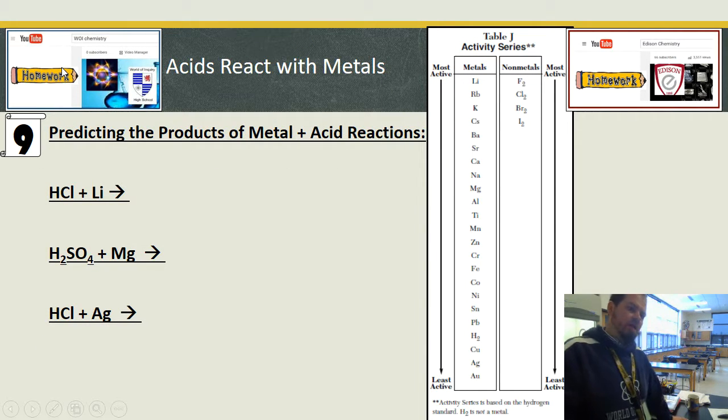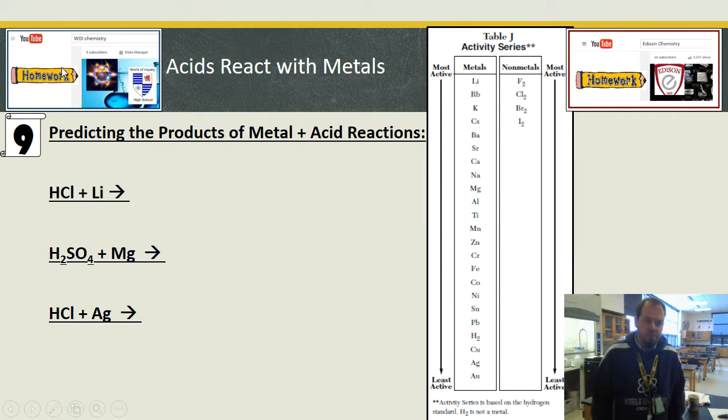I have these 3 examples for you. These 3 examples I do not believe are listed in your packet. So you're going to have to write them out. If you want to do one at a time, I'm cool with that to make sure you have enough space. But we're going to go through all 3 of these really quick.